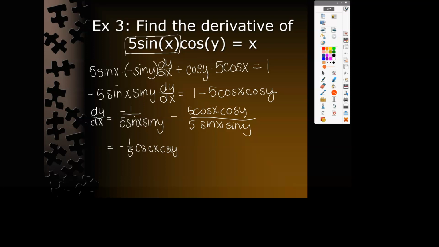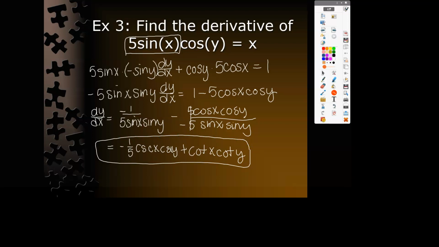And then you'd have minus 5 over a negative 5. So a negative over a negative would become a positive. 5s would cancel. And cosine over sine is really cotangent. So this would be cotan x cotan y. Again, it wouldn't be wrong to leave it the other way, but somehow this just looks nicer.